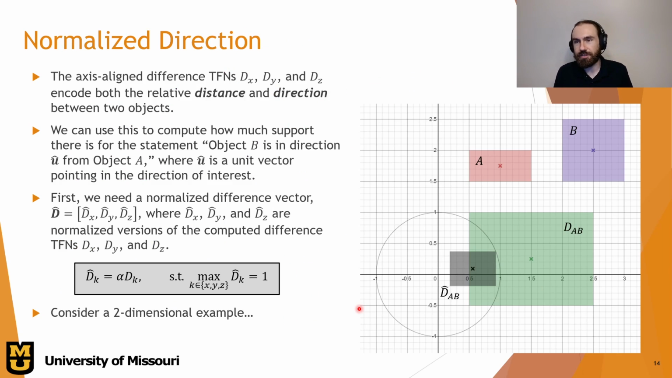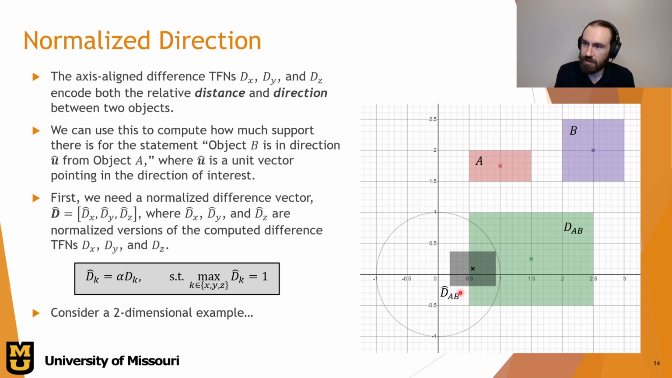So the next question is, how might we define the direction between two objects? These difference values, this dx, dy, dz, the difference triangular numbers in each dimension, encode both the distance between those objects, but also the direction between them. So what we can actually do is think about it in just 2 dimensions to make it a little easier to understand. If we take 2 objects, say A and B, and we compute the difference between them, we end up with this green object here.